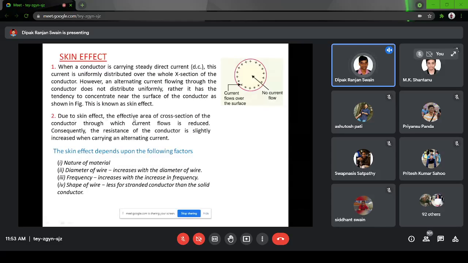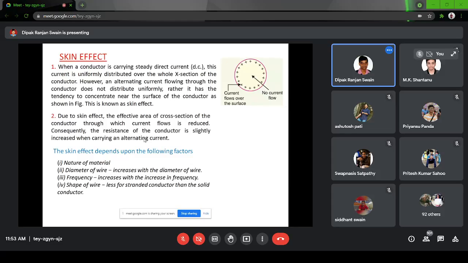So due to skin effect, the effective cross-sectional area of the conductor through which current flows is reduced, and consequently the resistance of the conductor is slightly increased when carrying alternating current. And therefore, when you do the calculation in a transformer or any AC machine, if you calculate the resistance by voltmeter-ammeter method or multimeter, generally we multiply it by 1.3 to 1.6 times for AC.